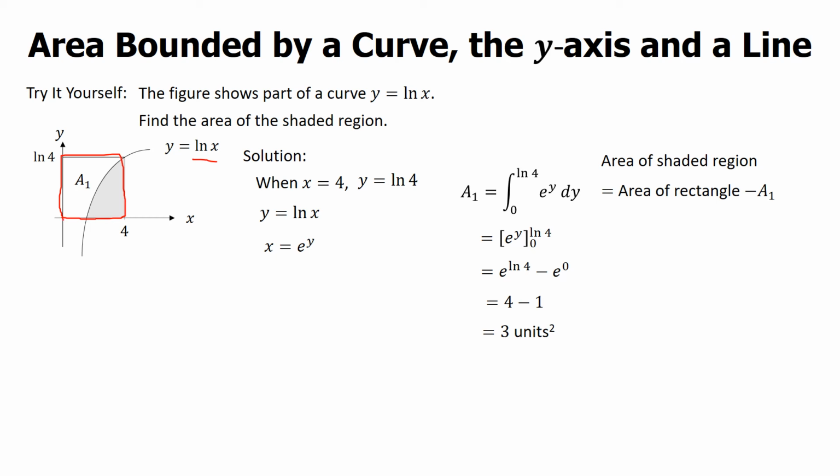Okay, and then minus the A1, we get the area of the shaded region. So now, the width of this rectangle is 4, and the height of this rectangle is ln 4. Therefore, the area is 4 ln 4. Then minus 3, which comes from A1. Then the answer will be 2.55 units square. Do you get the answer correctly?